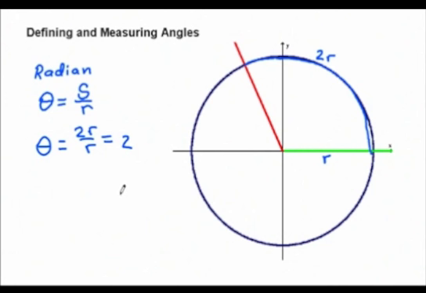And then 3 radians would be right about here. Really, really close to a straight angle. Alright, so let's talk about this radian idea and coming up with some special ones.